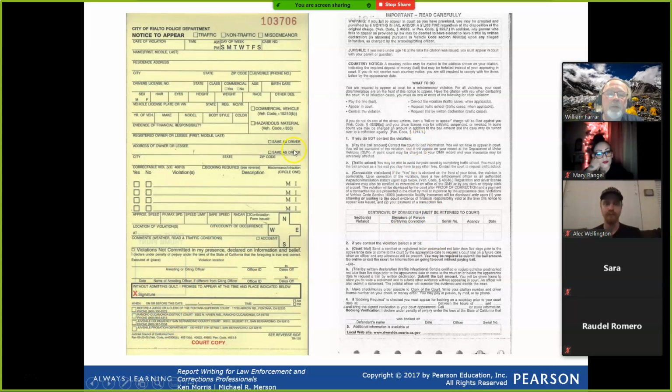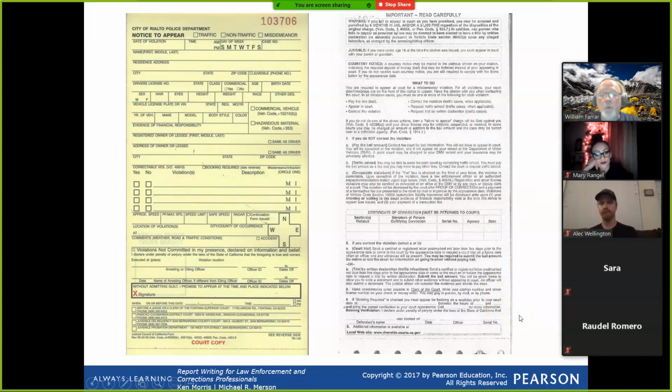This citation, actually, there's like 3 or 4 copies. If you were to move one of these copies, there'd be a couple of lines where you could write a little narrative on the back. But this is typically what a ticket looks like.